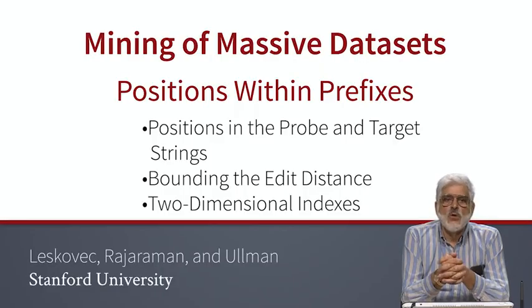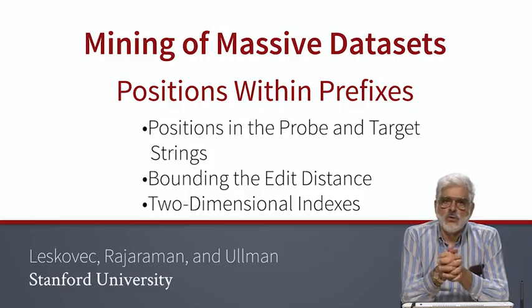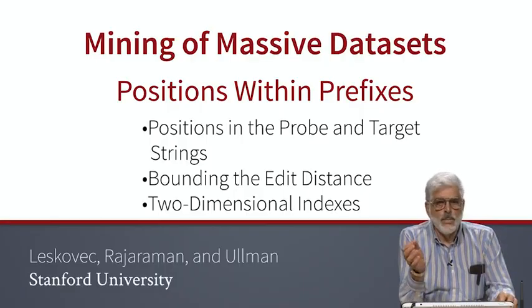the strings. When we use a two-dimensional index based on both the symbol at a position and the position number itself, we can cut down the total number of strings that become candidates for comparison with a given probe string, roughly by a factor of 2.